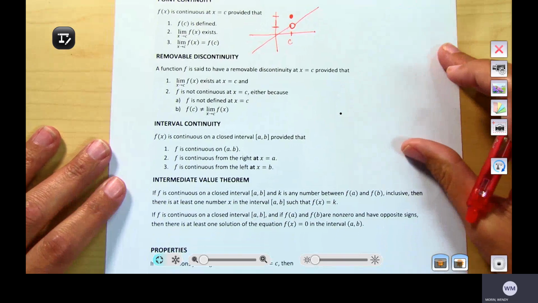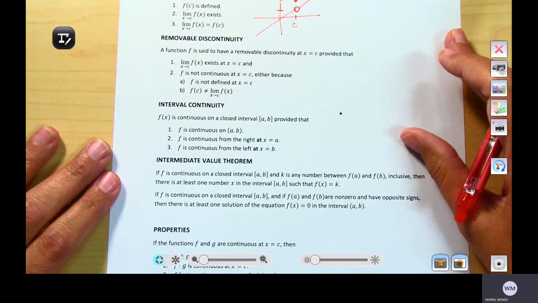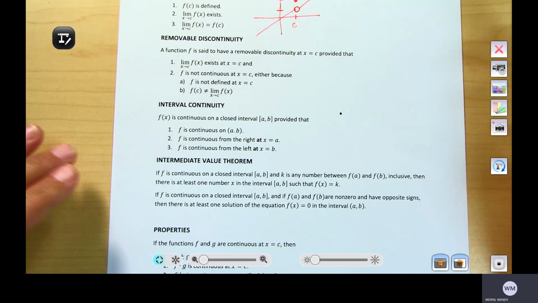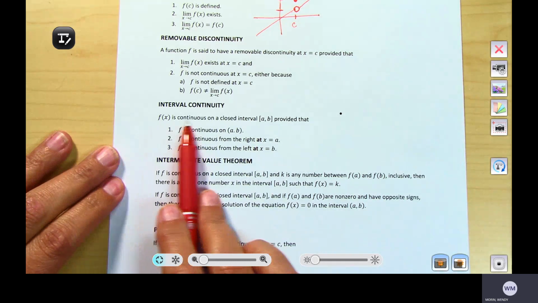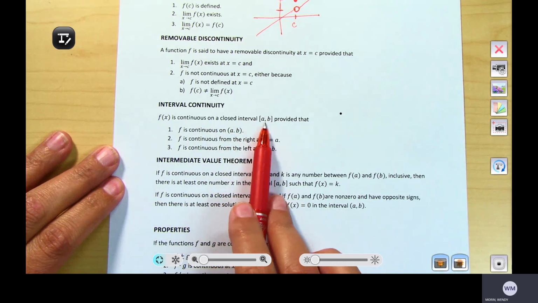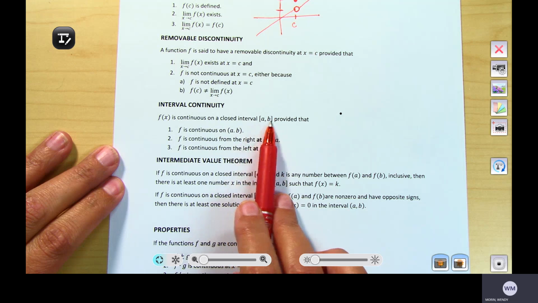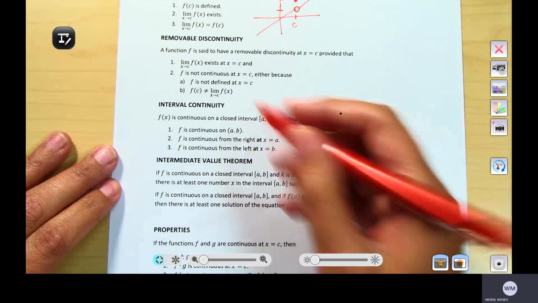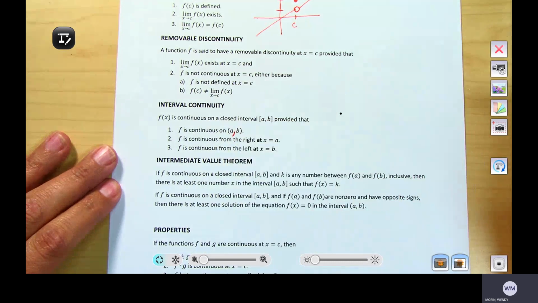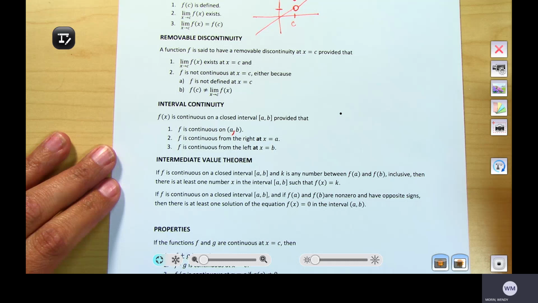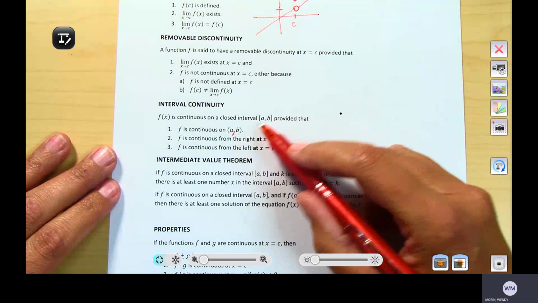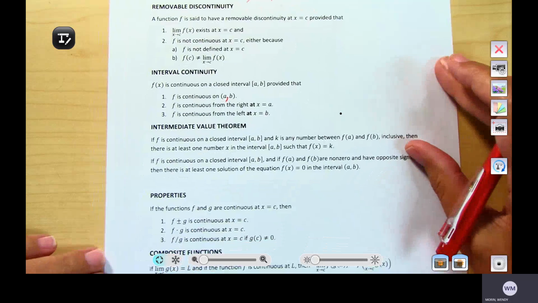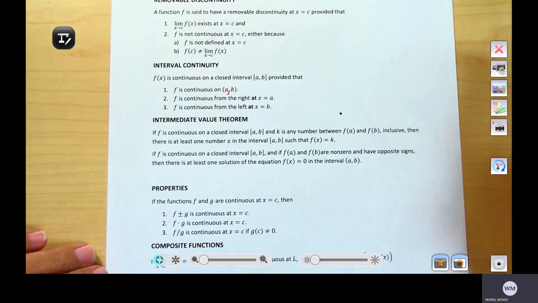Then we have interval continuity. And here's what interval continuity says. A function is continuous on the closed interval, so that means from a to b, including a and b, if it's continuous on the open interval. There's a little typo there. If it's continuous on the open interval, then it's also continuous on the closed interval. And that's just something that you're going to have to accept for interval continuity.